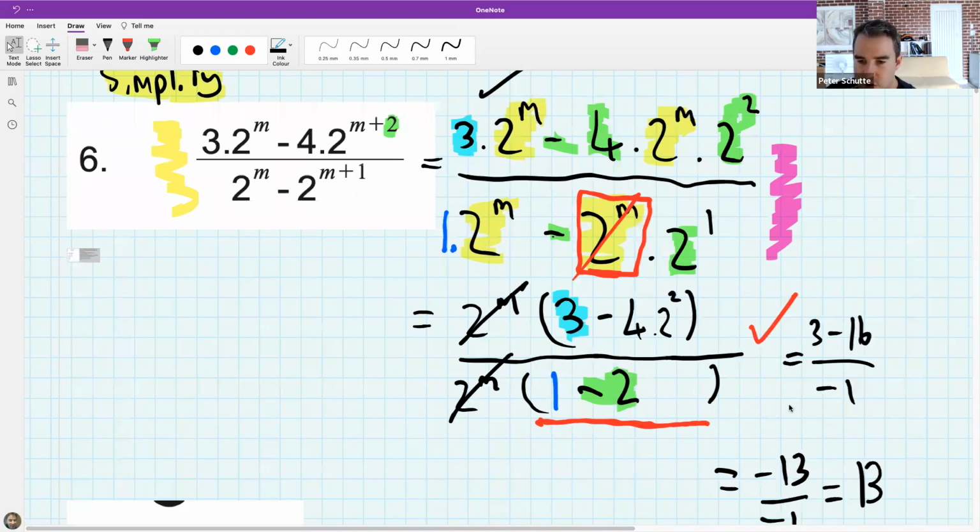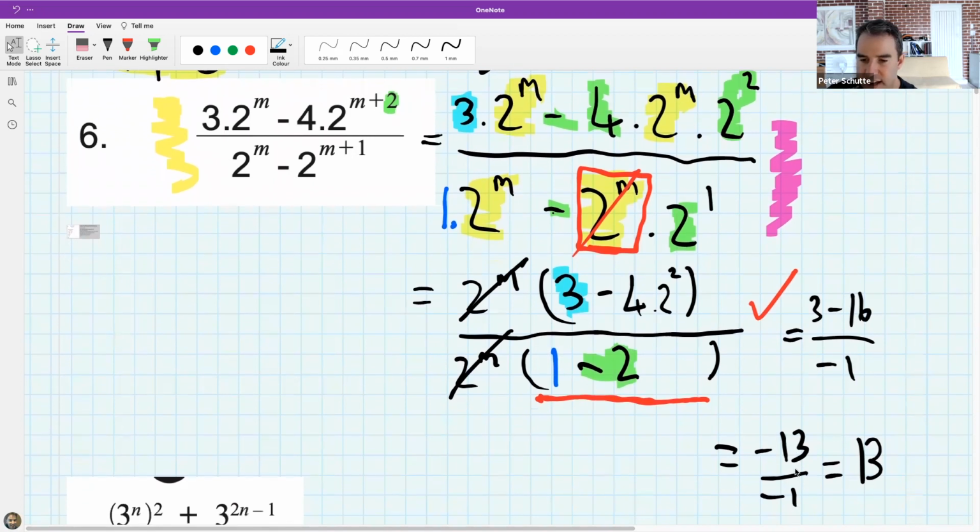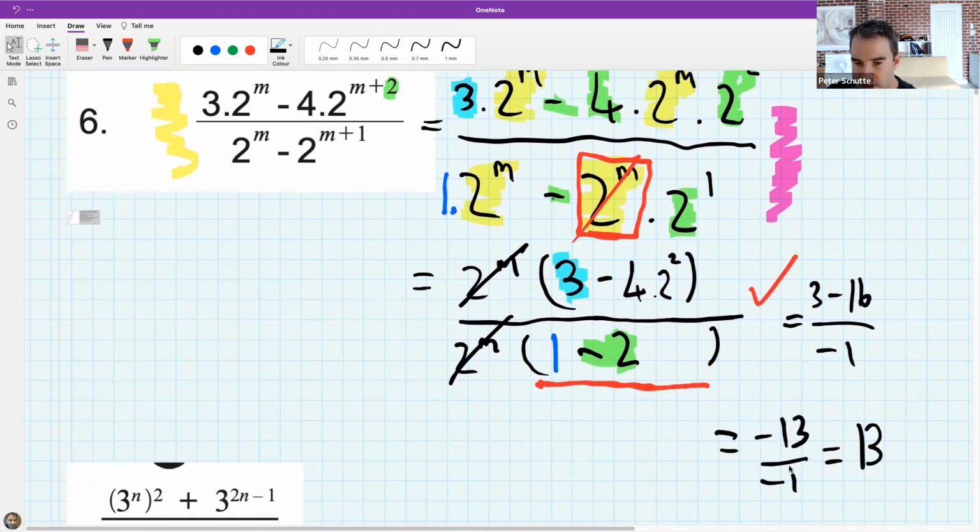What's 1 minus 2? It's minus 1. So then I go 3 minus 16 is minus 13, divided by minus 1. Well, a negative divided by a negative is a positive. So it's positive 13.